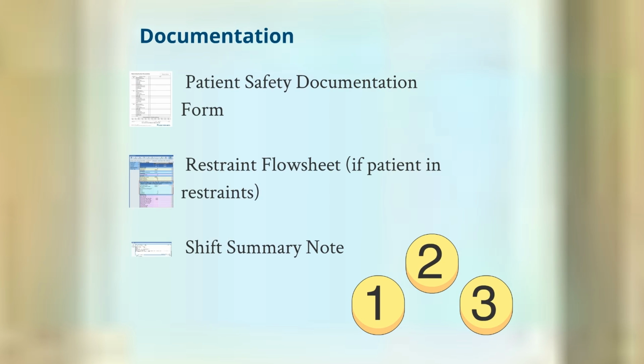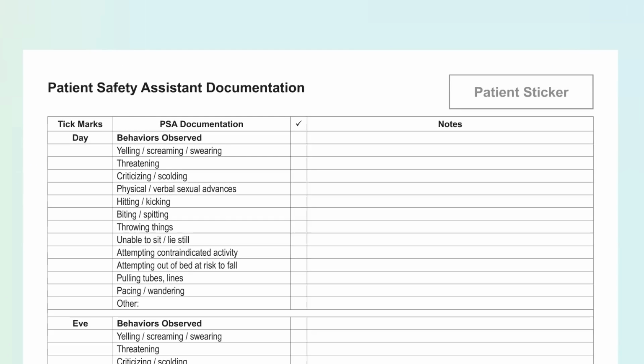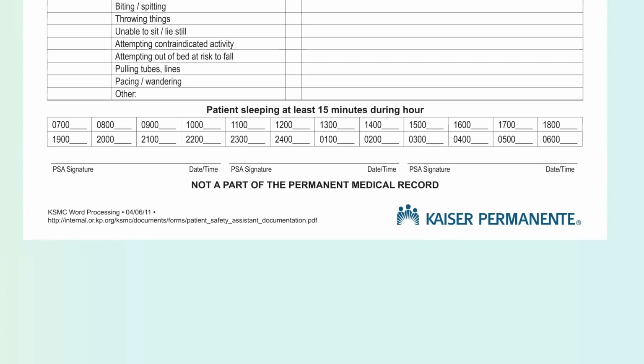There are a few documentation pieces that you need to be aware of. One of them is the patient safety documentation form. This form is used every 24 hours to document patient behaviors seen. So if you see your patient hitting and kicking, you put a tick mark. If you see them pulling lines and drains, you put a tick mark. This form is used at the end of your shift for your summary.